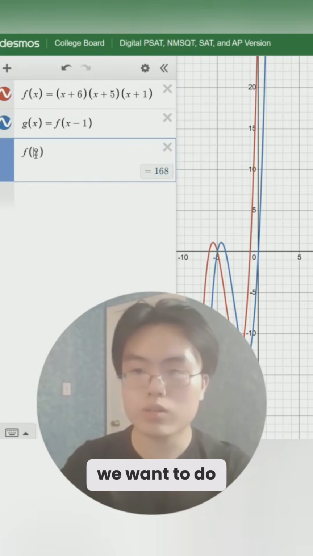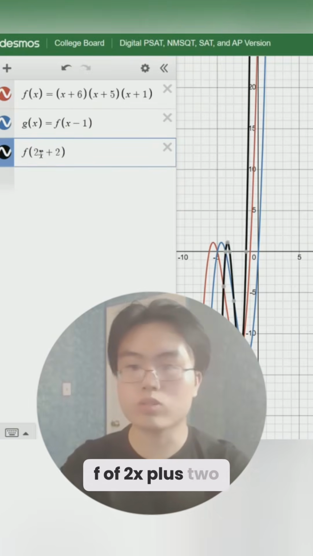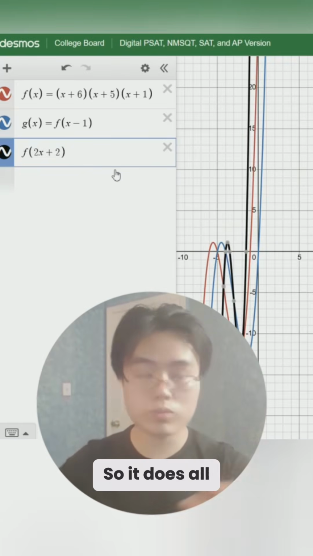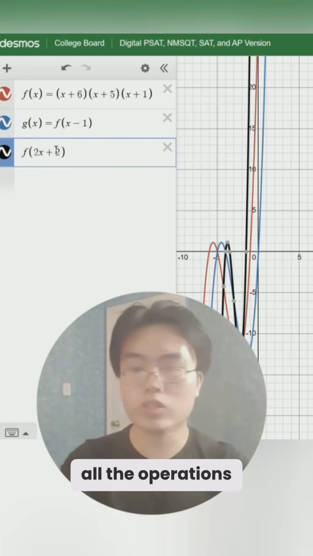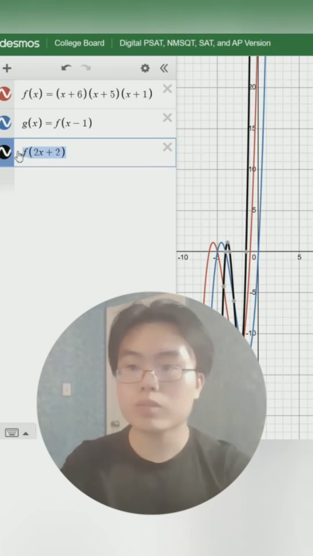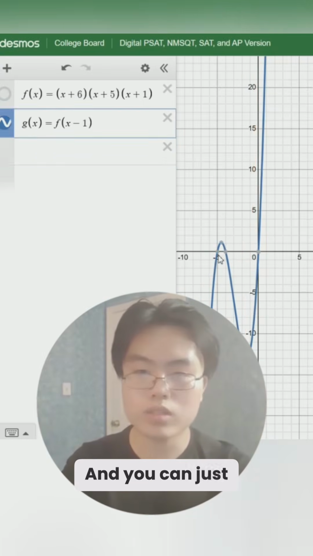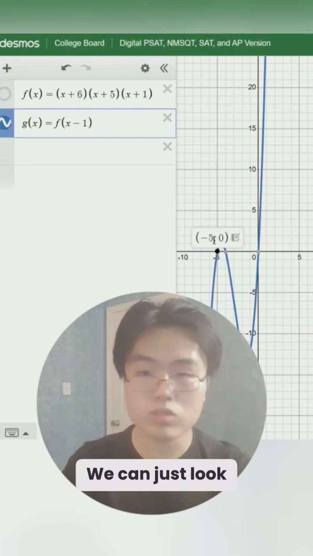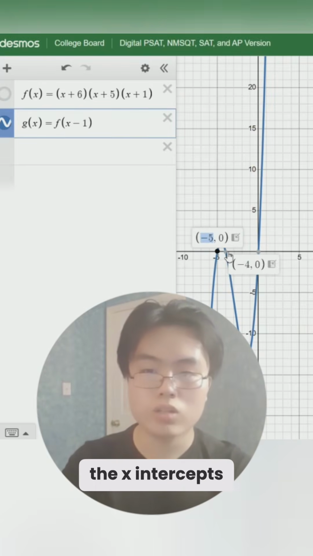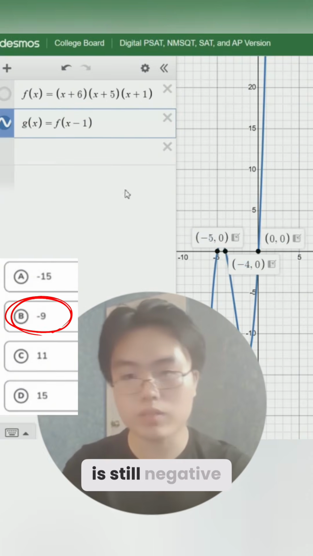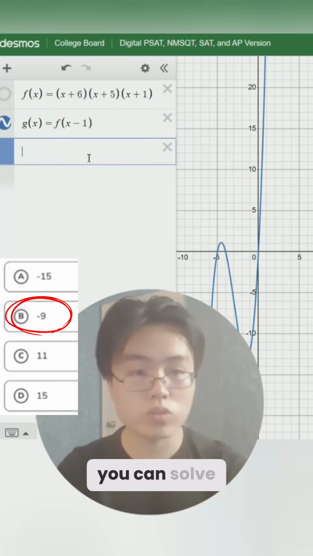Same thing if we want to do f of 2x plus 2. It graphs the new equation for us. Notice the black line, it graphs it for us. So it does all the transformations, all the operations, function stuff for us. That means we can just type in f of x minus 1 and it's going to graph it for us. Let's hide this, and you can just see it. This is f of x minus 1. We can just look at the x-intercepts. The x values of the x-intercepts, you just add all those up, so -5 plus -4 plus 0, and the answer is still -9. And that's how you can solve it with Desmos too.